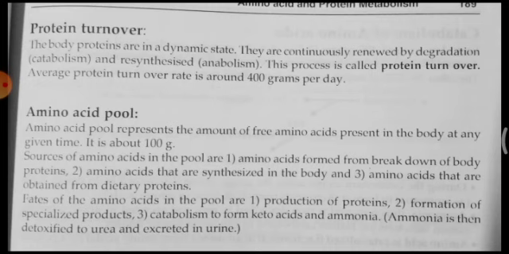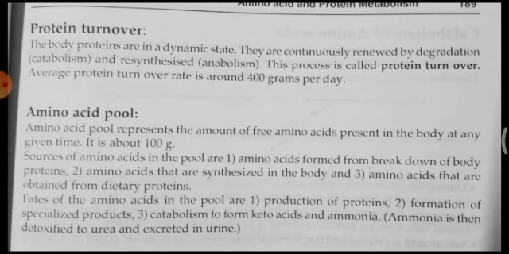And the third one, amino acids that are obtained from dietary proteins, that is from the food through nutrition or from diet. So these are the three reasons by which amino acids are present in the body.